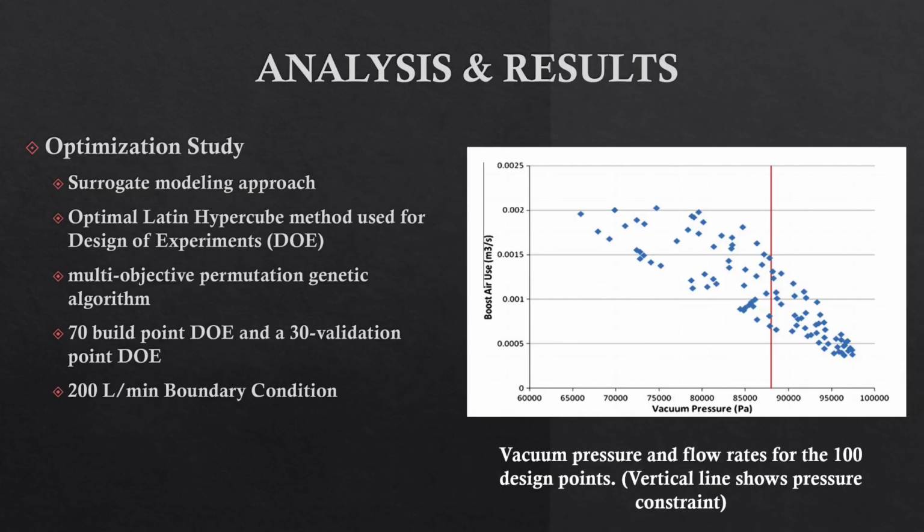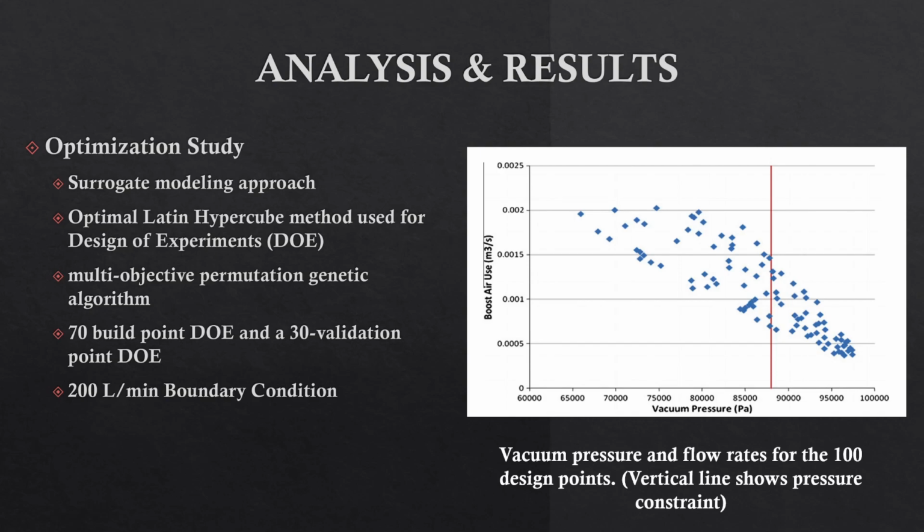Once they figured out which design parameters actually affect the pump performance, an optimization study was conducted. They created a surrogate modeling approach. A surrogate model is an engineering method used when an outcome of interest cannot be easily directly measured, so a model of the outcome is used instead.